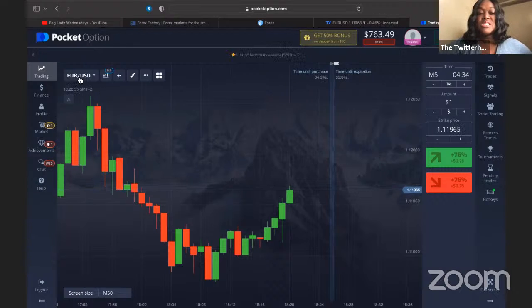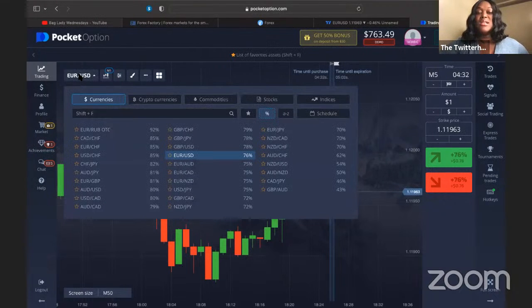it's probably going to be on stocks. So you want to hit this button here, and then you'll have this box. It will be on stocks. You just want to select currencies. You can trade currencies, cryptocurrencies, commodities, stocks, indices, but we want it on currencies. So go ahead and select currencies.